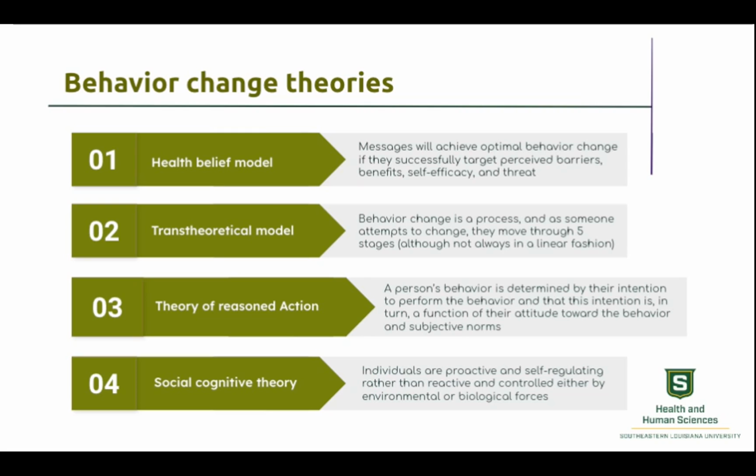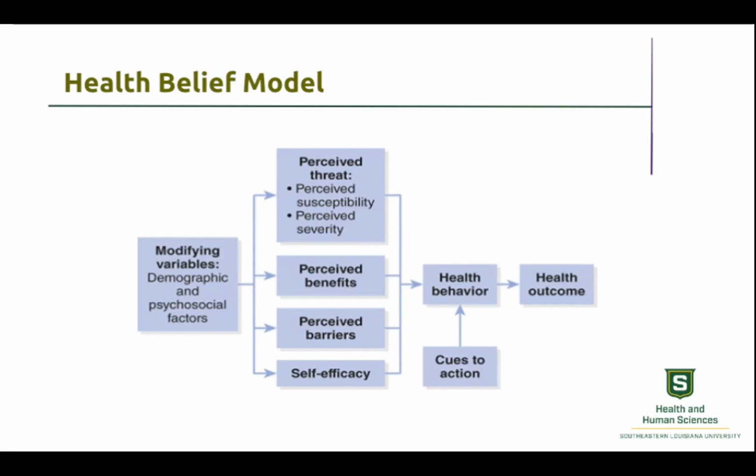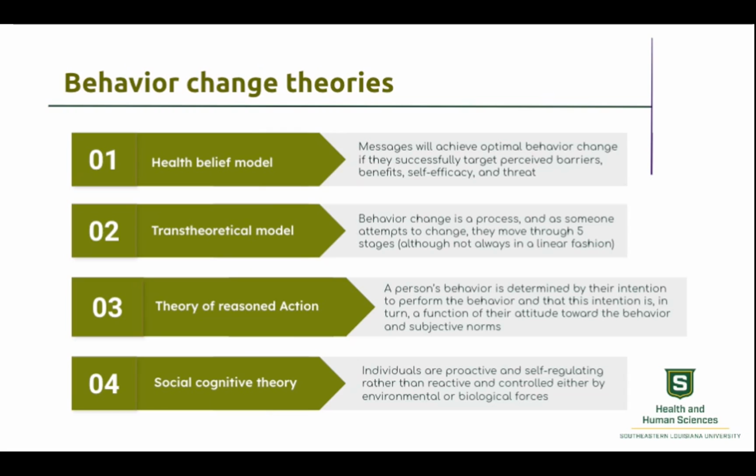And then we have the transtheoretical model, we have the theory of reasoned action, and then we have the social cognitive theory. So you can see the definitions of these different models, and if you click on these different definitions, it will take you to papers, academic journals, where you can read more about these behavior models, if you really want to go much into it.